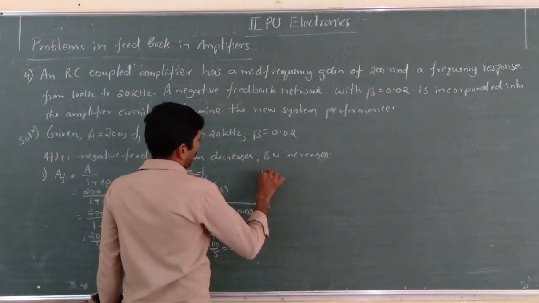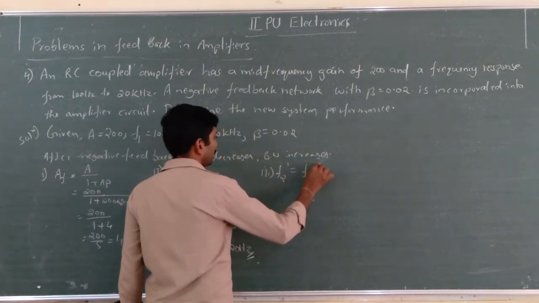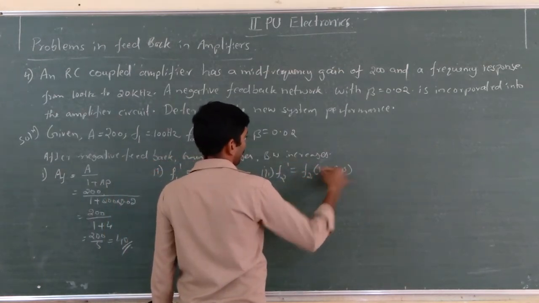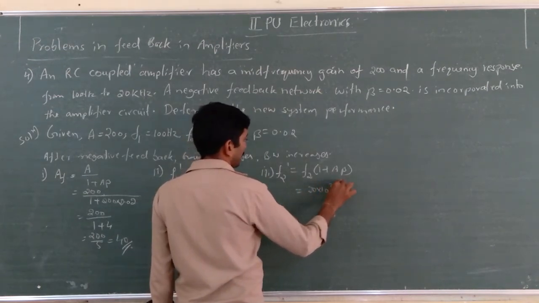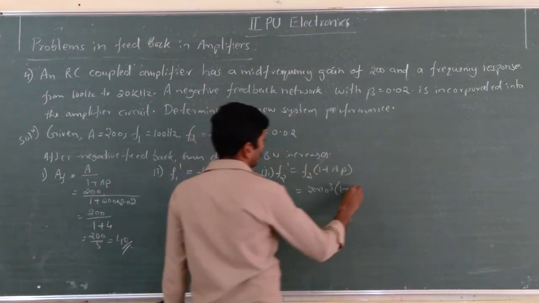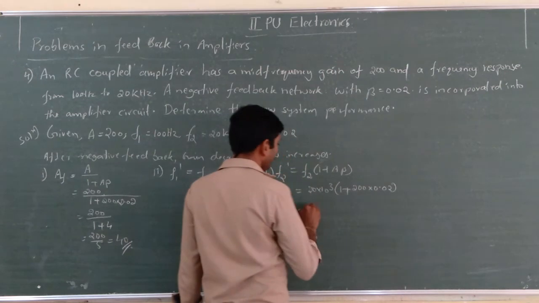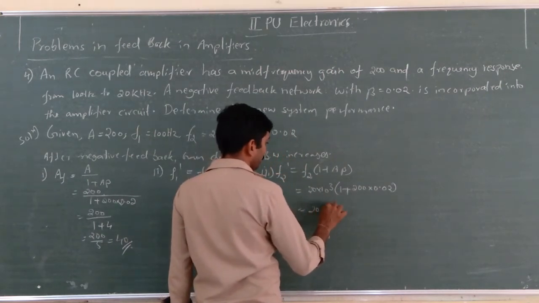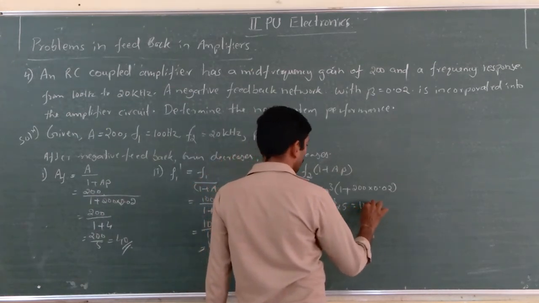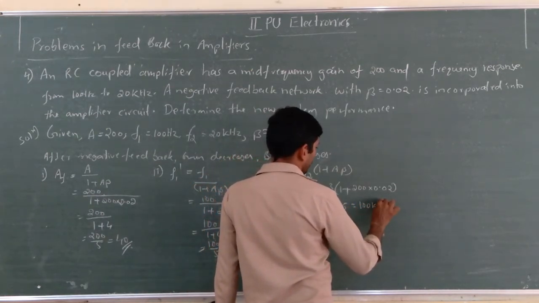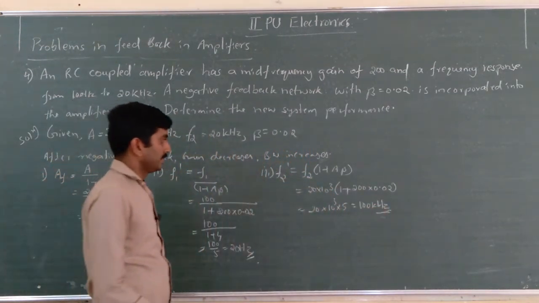Third one, upper cutoff frequency F2 dash is equal to, higher cutoff frequency increases by a factor of 1 plus A beta: 20 kilohertz into 1 plus A beta, 200 into 0.02. 20 into 10 to the power 3 into 5, it is 100 kilohertz.